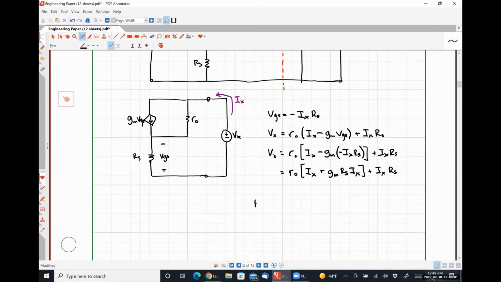And from this, my Thevenin equivalent, Thevenin, I've been using capital T, capital H, right? Okay. Is Vx over Ix, which is just going to be r naught multiplied by 1 plus gm Rs, plus Rs.